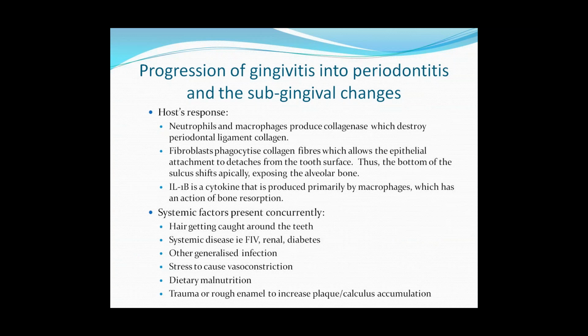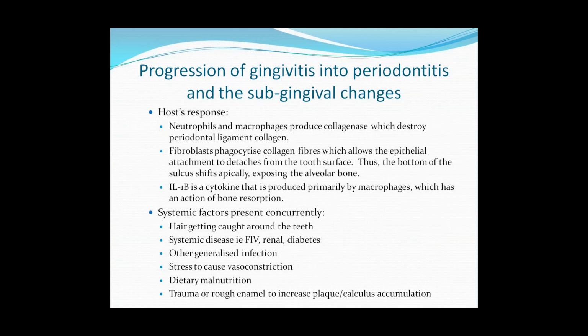Some of the host factors that we may see are fibroblasts detaching the epithelial attachment from the tooth surface. The bottom of the sulcus moves apically and makes the pocket deeper. Cytokines come into the equation, as well as macrophages producing tumor necrosis factor and other collagenases, which then resorb collagen in the periodontal ligament and also alveolar bone, thus making the pocket deeper and a much better environment for more anaerobes to proliferate.